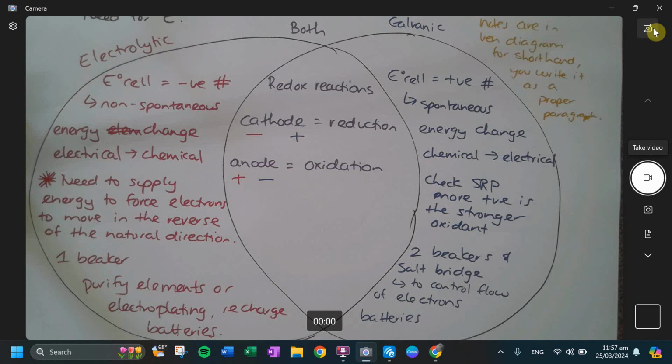In the middle, we think about things that are similar. So both of these have redox reactions. Both of them will have reduction at the cathode and oxidation at the anode. But something to keep in mind that does change in these 2 cells is which one's positive and which one is negative. So the cathode in the electrolytic is negative and the anode is positive, whereas in the galvanic cell, the cathode is now positive and the anode is now negative. So that's just a summary of all the comparison.